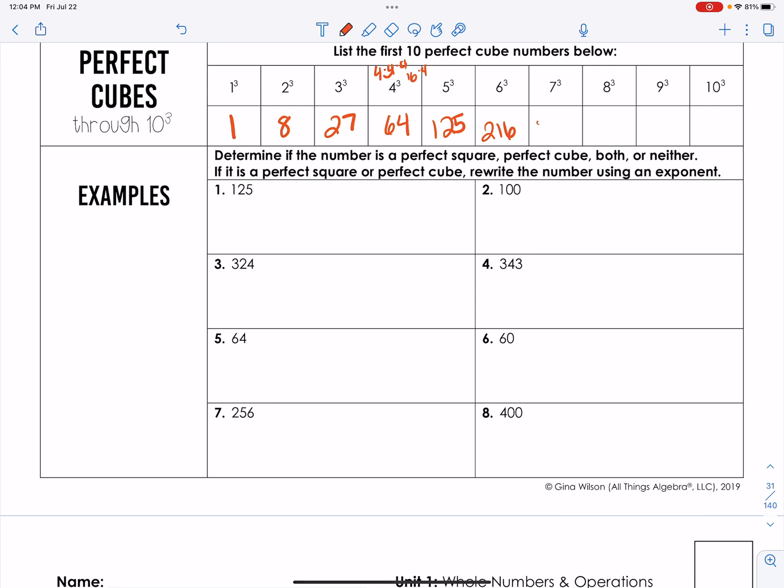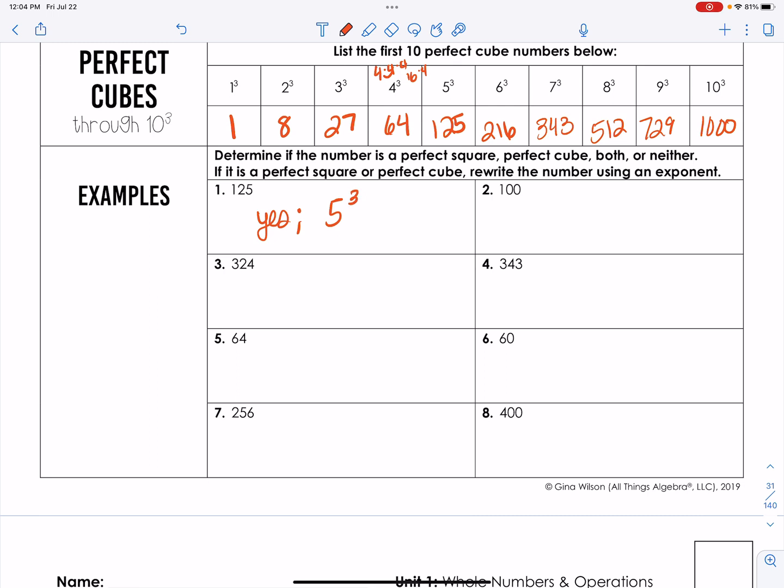7 times 7 times 7 is 343. 8 times 8 times 8 is 512. 9 times 9 times 9 is 729. And 10 times 10 times 10 is 1,000. Okay, so I'm giving you those ones. You would need to recognize up to the first 10 perfect cubes. So 125 is a yes. It's a perfect cube. It's 5 cubed.